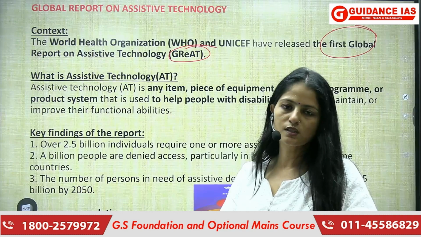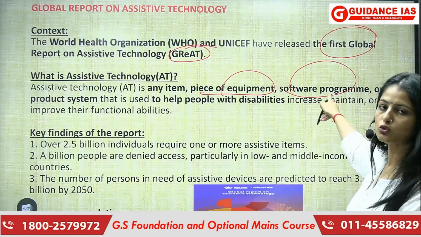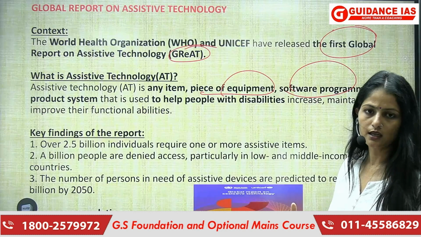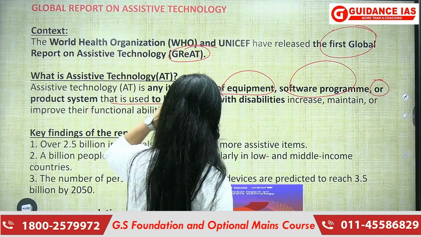What exactly it is? It is an item or piece of equipment or software program. So it is not just a piece of equipment. Remember, it can even be a software program jiski wajah se ya jiske through hum assist kar sakte hain in the older people. Or the product system that is used to help people with disabilities increase, maintain or improve their functions abilities. What are the key findings of this report?